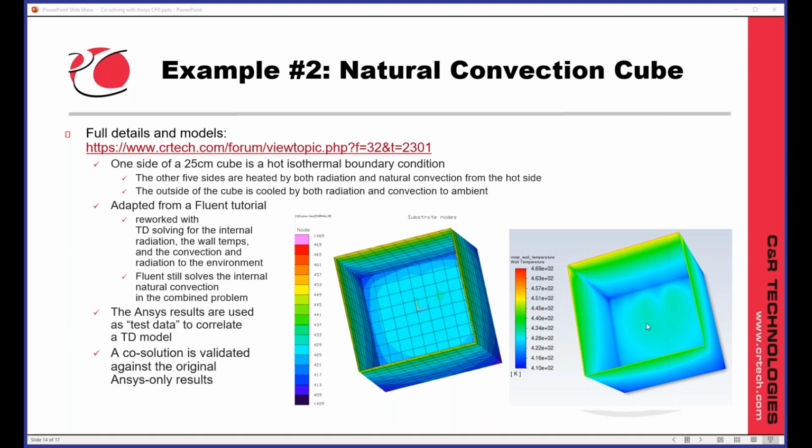And then finally, as shown in this picture here, we also use this as a validation case just to make sure we're getting the same answers. In other words, if we co-solve with ANSYS and TD, do we get the same answers as when we solve with just ANSYS? And that was also done on the coil sample, but it wasn't discussed very much in that sample problem. So we talked about it a little bit more just to make sure people felt comfortable that, yeah, you're getting the right answers.